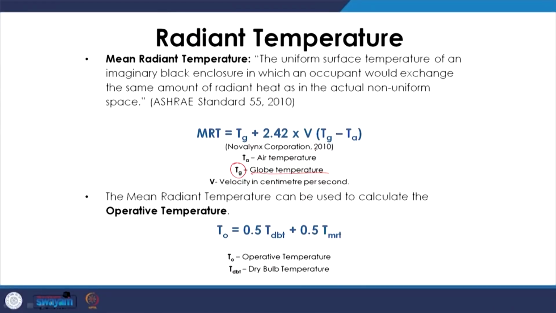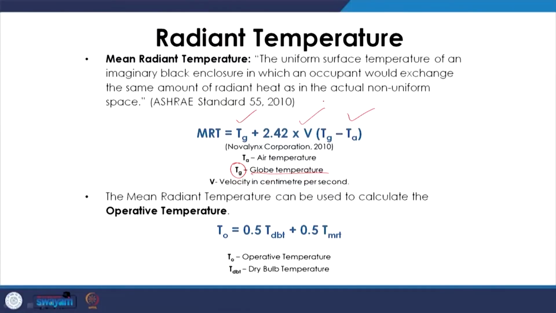Also, the MRT takes into account the air velocity, in meter per second or centimeter per second, along with the globe temperature, which accounts for the radiation and the temperature of the air. The mean radiant temperature is further used to calculate operative temperature. Operative temperature is also a terminology which takes into account the impact of radiation as well as the air, giving us a condition equivalent to the given surface conditions at different temperatures and the air which is surrounding. Together, both these quantities are taken together.